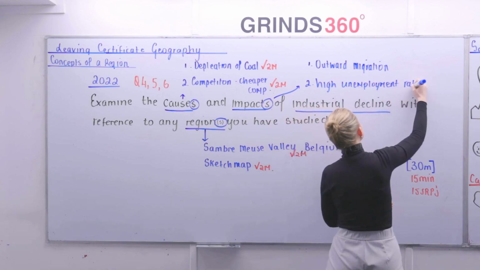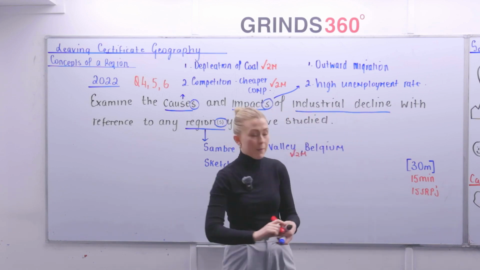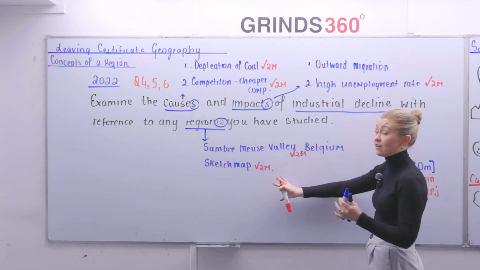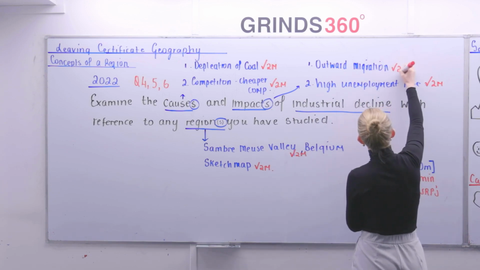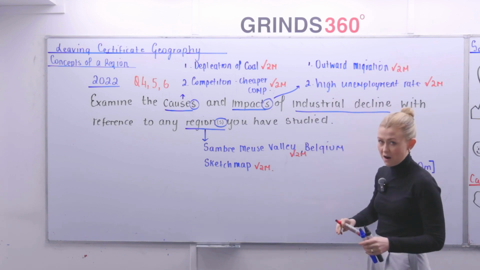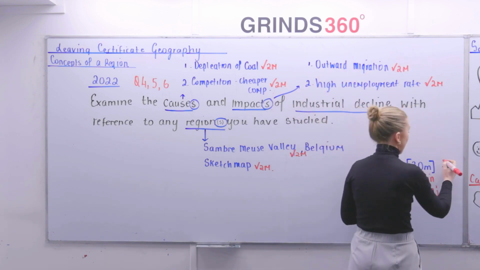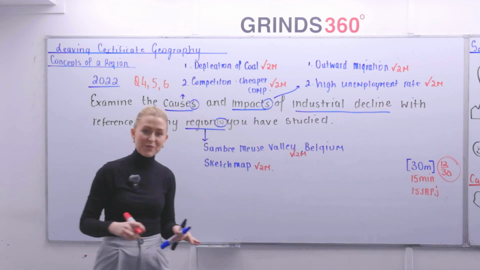High unemployment rates, or high unemployment. Both of them are impacts of industrial decline. People lose their jobs, so there's high unemployment rates, tick and 2 marks, particularly in this era with the male population, and as a result, there's a lot of outward migration, tick and 2 marks. I got 2, 4, 6, 8, 10, 12 marks out of 30 just for my dissection here.